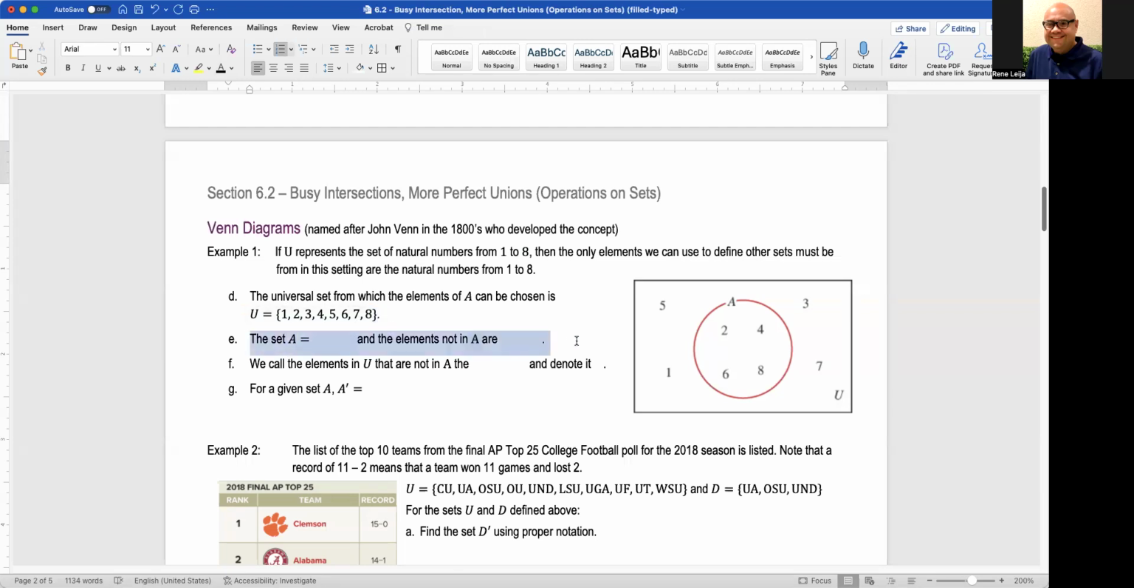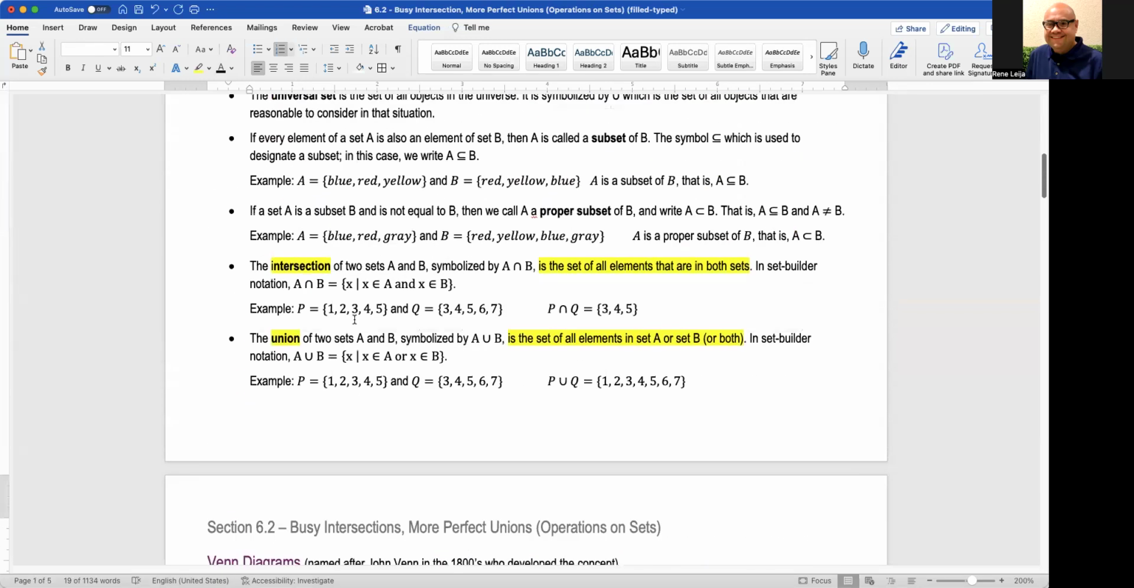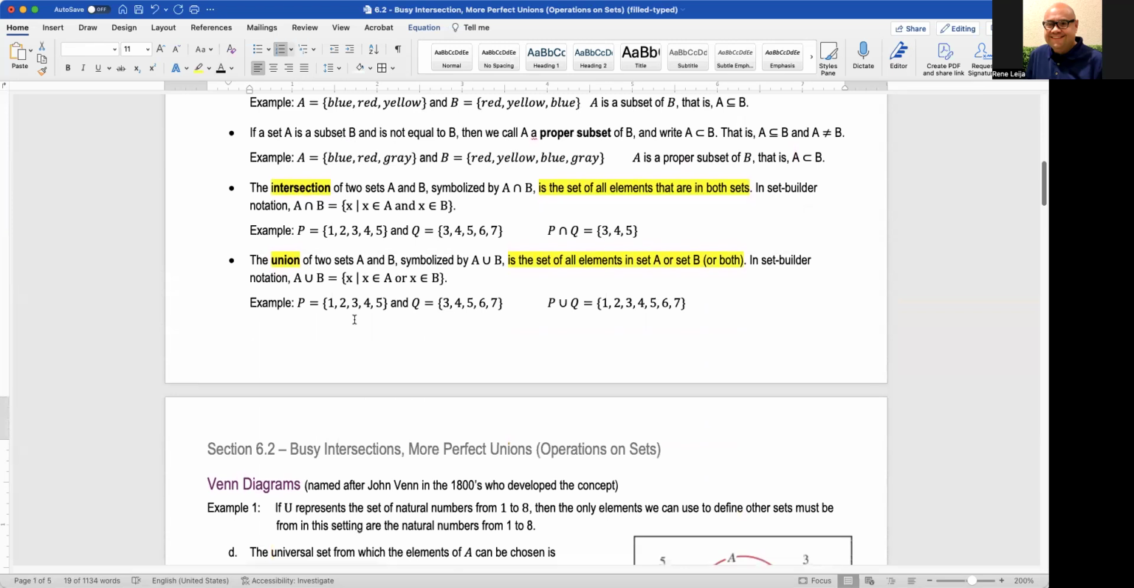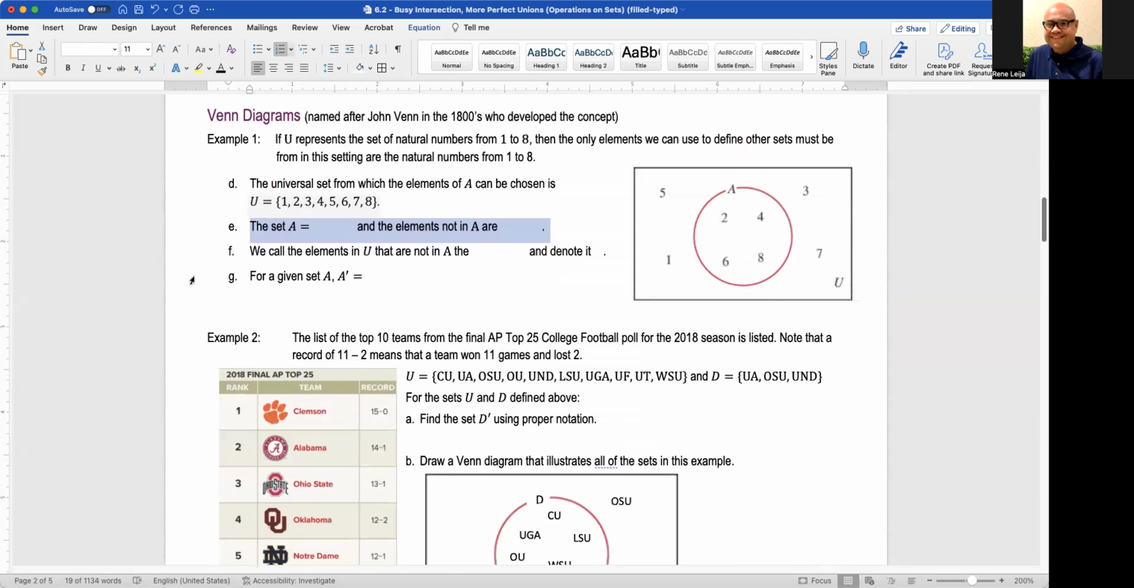Okay. And I don't know why that says examples D, E, F, G. I think it should be A, B, C, D. So you'll have to just write over that. Part A, part B, part C, part D.